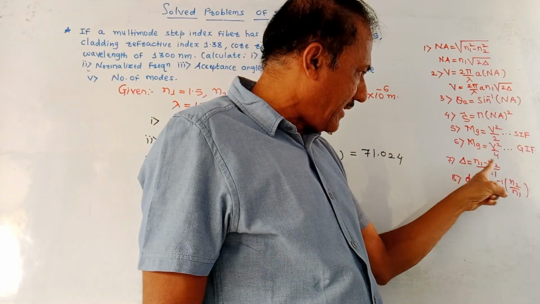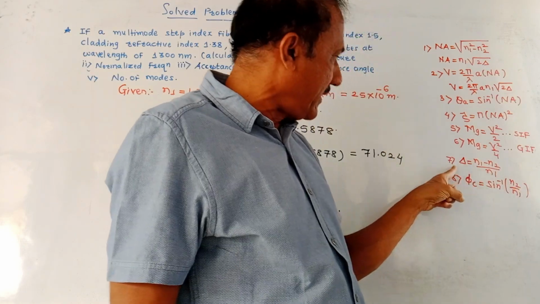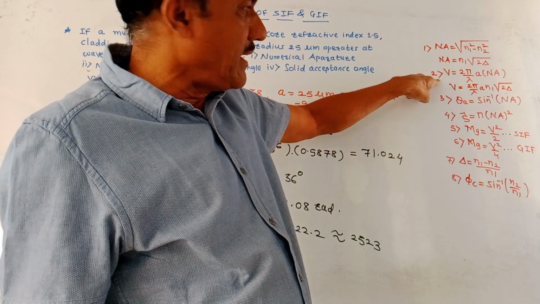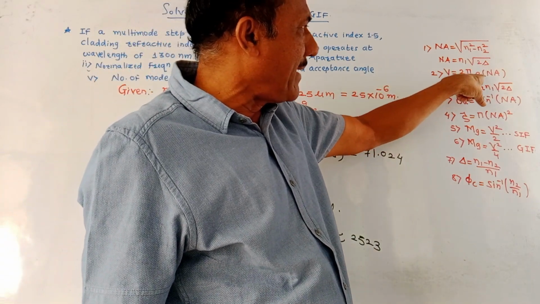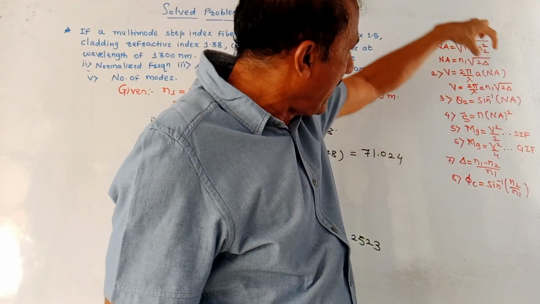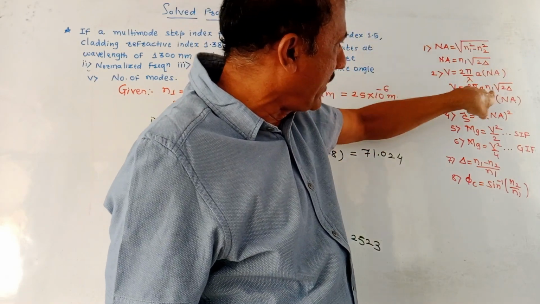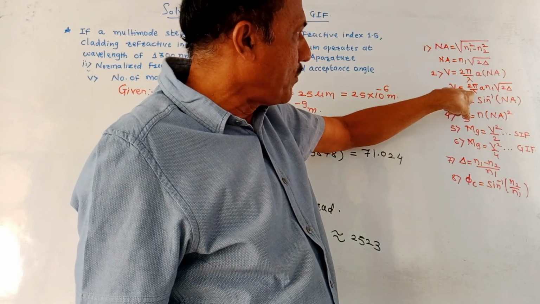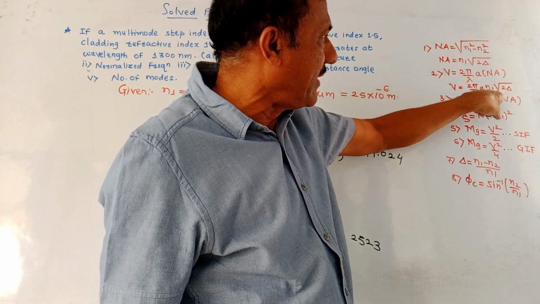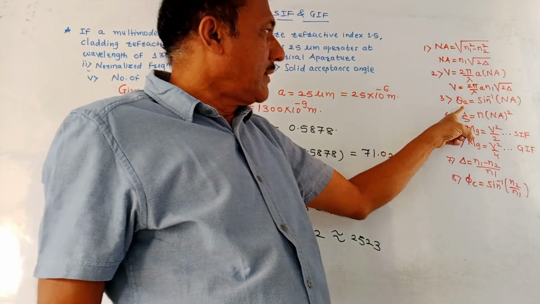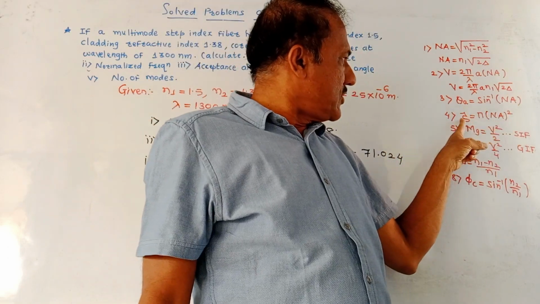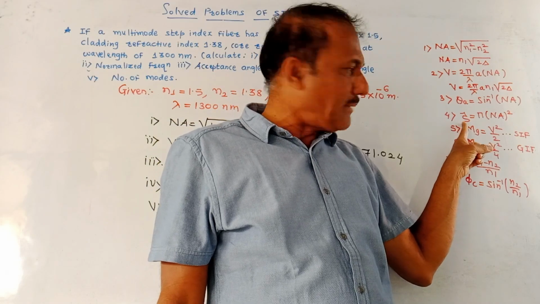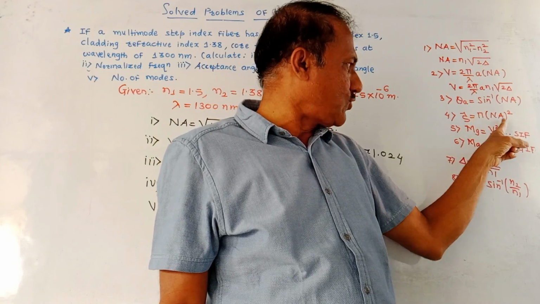It is given by (n1 minus n2) upon n1, formula number 7. Then V number, that is also called normalized frequency. The formula is 2 pi by lambda into a into NA, or I have simply put this value of NA over here. So formula can be 2 pi by lambda a, NA means n1 square root of 2 delta. Then acceptance angle theta is sine inverse of NA. Zeta, that is solid state acceptance angle, pi NA square.